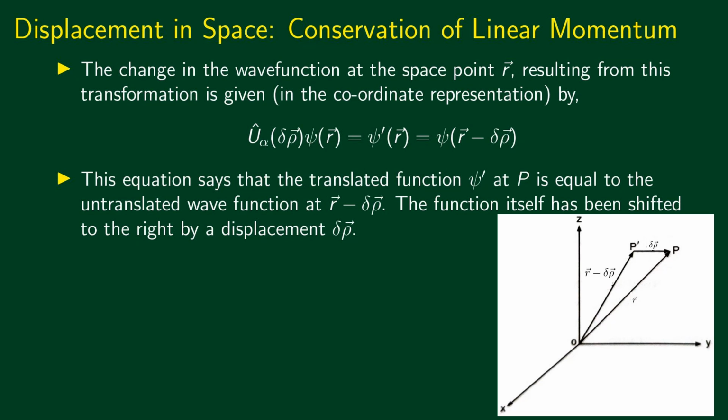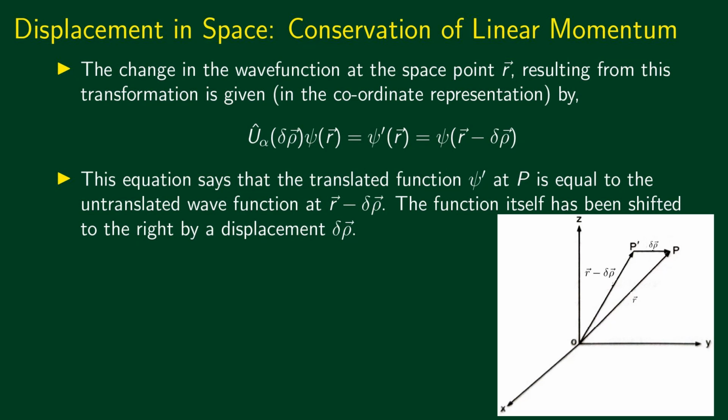We shall work with wave functions, so the unitary operator corresponding to translations, all right, acting on the untranslated wave function, gives us the translated wave function. We shall denote the translated wave function with a prime. So psi prime of r vector is the translated wave function. Now we have just translated a wave function from the point P prime to the point P.